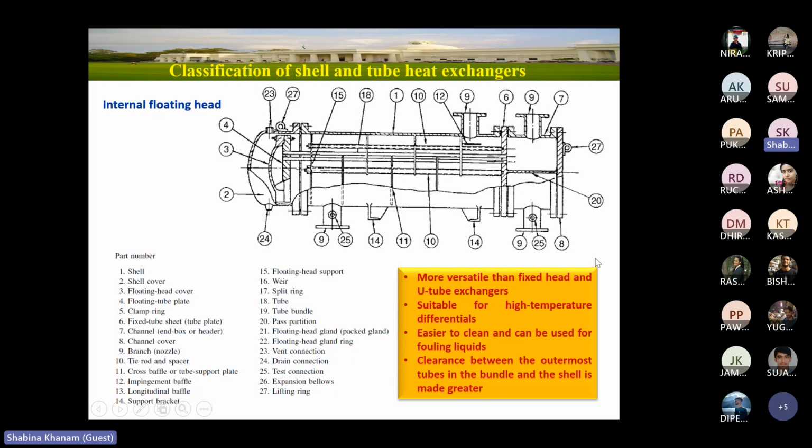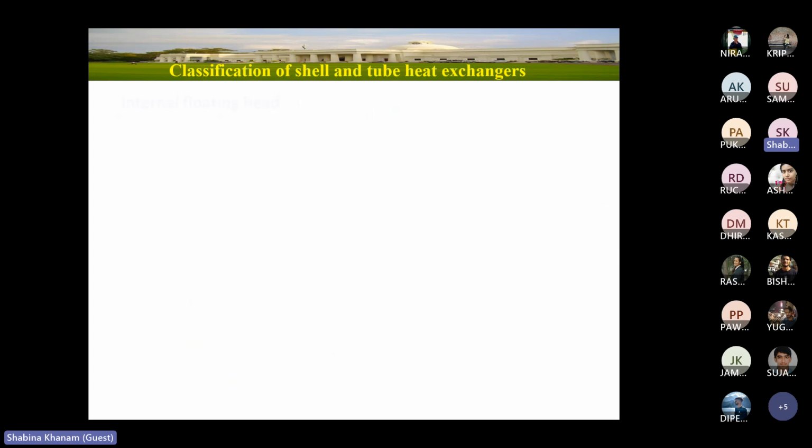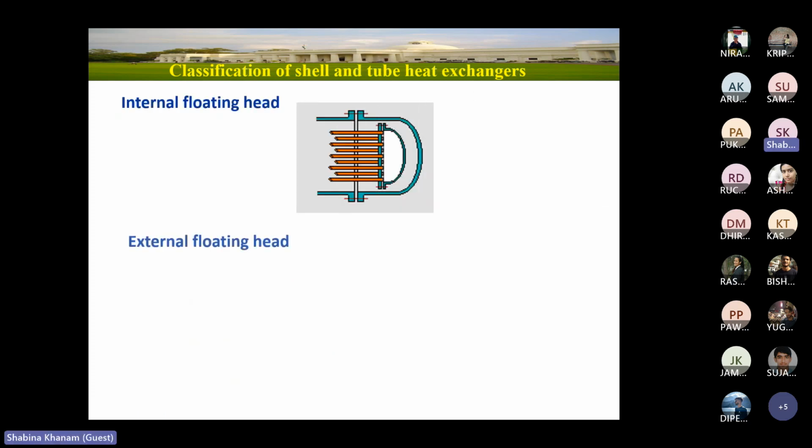Now if more clearance is there, there are more chances of a dead zone in a heat exchanger. At the same time, you need to consider a shell diameter of higher value in comparison to other heat exchangers. Therefore this type of heat exchanger, though very versatile, is very costly also, right? So in that case, we need to consider a floating head, but not with this clearance. So we have another heat exchanger which we call external floating head.